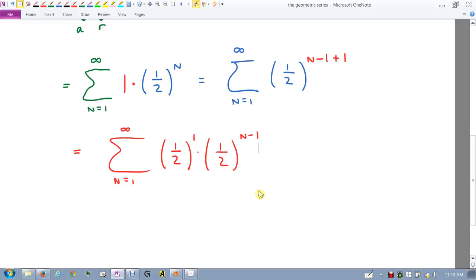Now things have changed a little bit. I do have an r, right? I do have the n minus 1 that I need in the formula, right? My index is starting at n equals 1, just like in the formula. But I thought a was 1. But after I massaged this and forced that exponent to become the n minus 1, I actually realized that the a is what? 1/2.